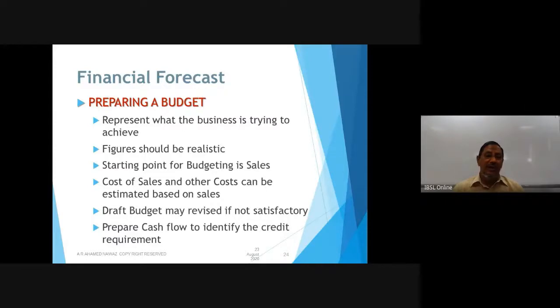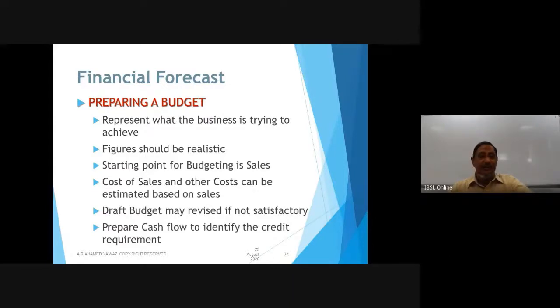When the figures are not realistic, when exaggerated figures are given, and we base our lending position and loan installment on that, we cannot figure out the loan installment correctly. So we have to very carefully evaluate and see whether these figures are realistic. The starting point for budget is sales.